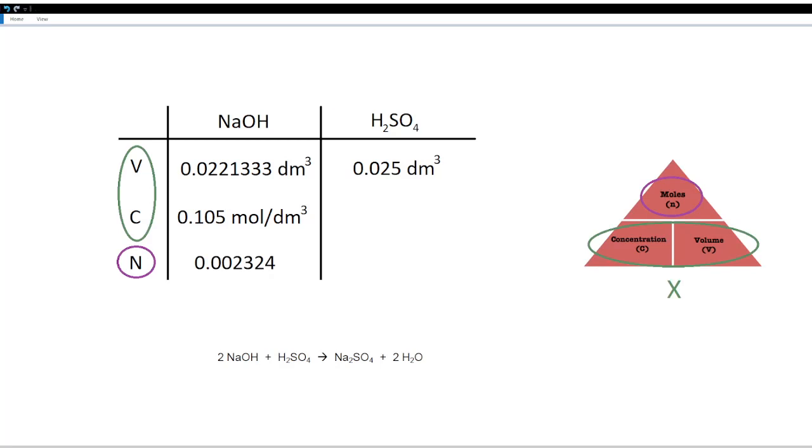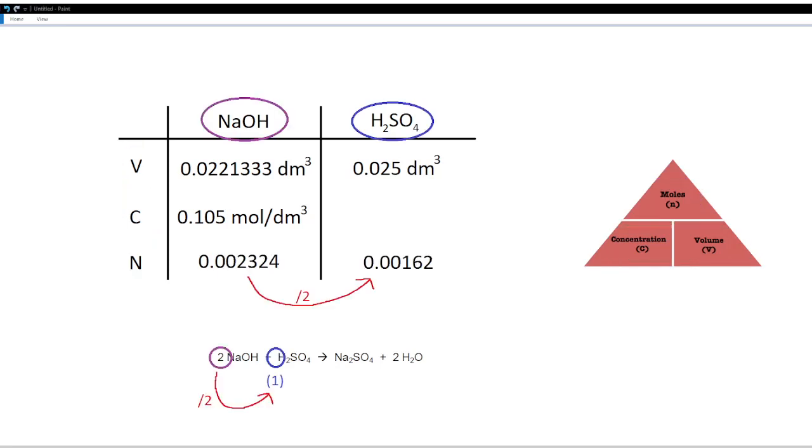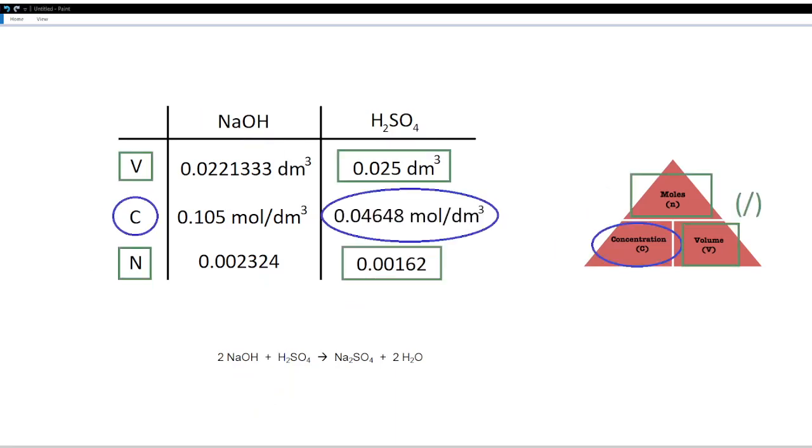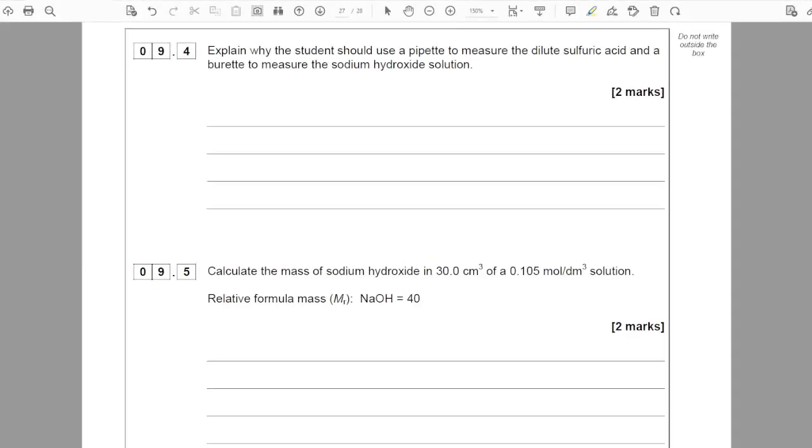And looking at the equation, we can see that 2 lots of sodium hydroxide is reacted with only 1 of the dilute sulfuric acid. Therefore, with this number, we need to divide by 2 to make them equal. And now we can find the concentration by simply dividing those two numbers together. So the concentration is the number of moles divided by the volume, which will give us an answer of 0.04648 moles per decimeter cubed.